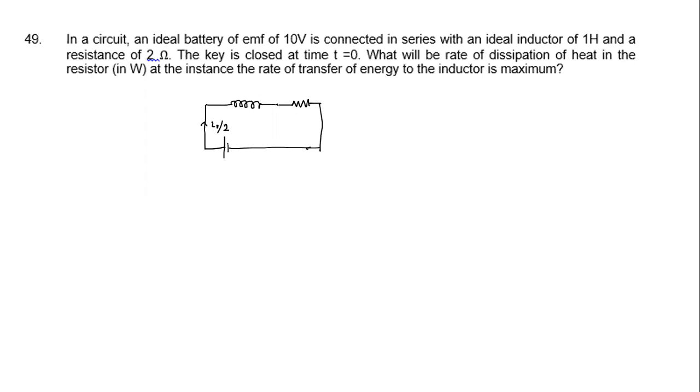So when it is I naught by 2, can we calculate the rate of dissipation of heat in the resistor at this stage? Power dissipated in R at that instant depends on the current. At the instant when the rate at which energy is being stored in the inductor is maximum, the current is I naught by 2. So power dissipated will be equal to (I naught by 2) squared into R. What is I naught here? The maximum current, which is equal to 5. So (5 by 2) squared into the resistance.